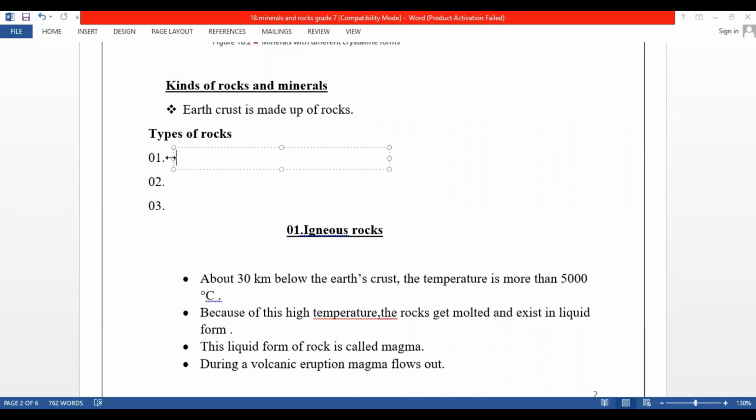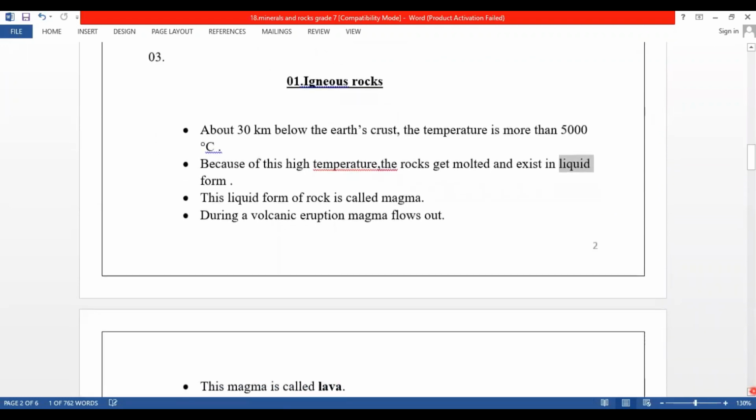First one, igneous rocks. Second type is sedimentary rocks. And the third type, metamorphic rocks. Now we are going to learn about these three types one by one. First one is igneous rocks.